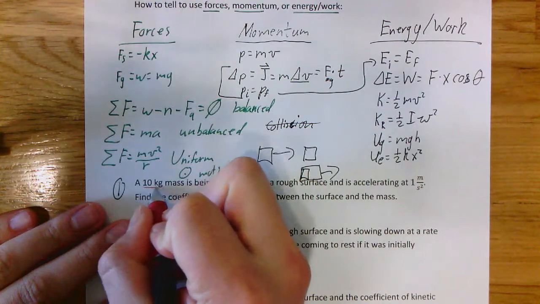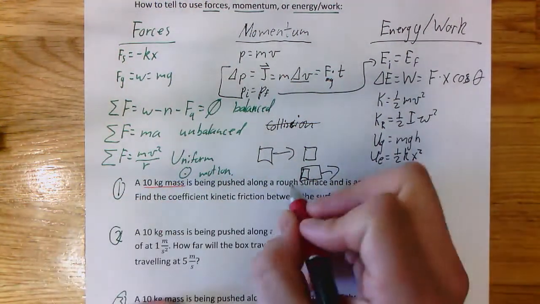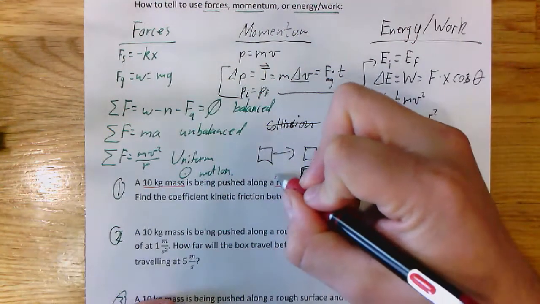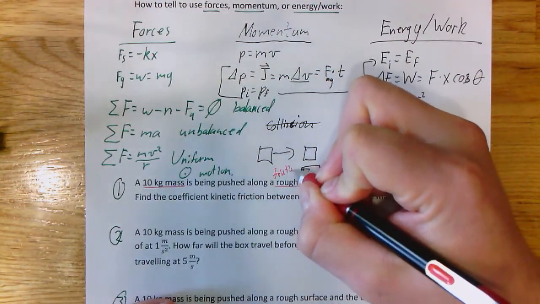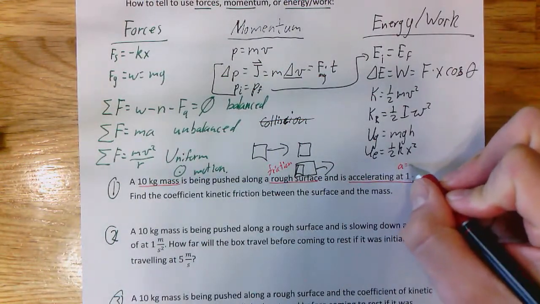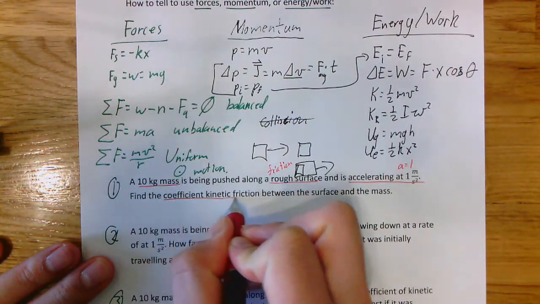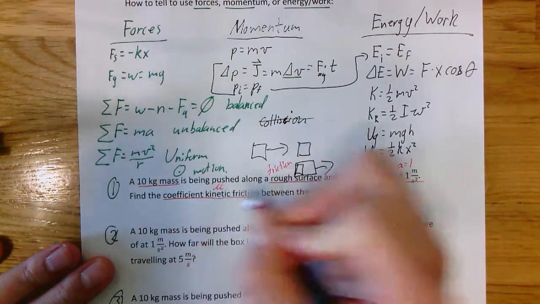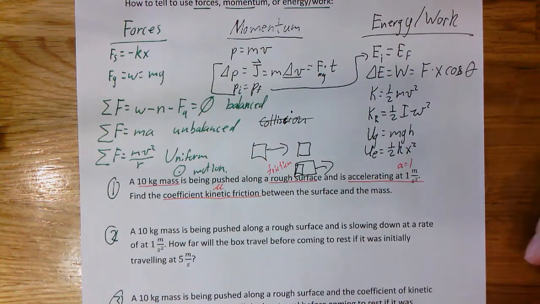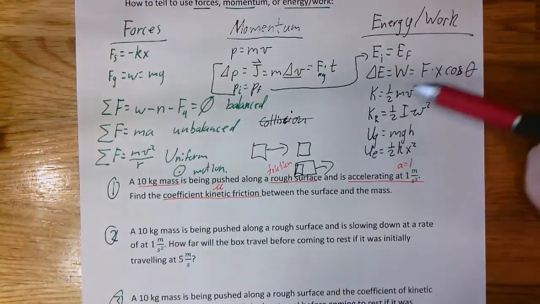So, all right, they give me a mass of an object, which is important. We have a rough surface. That means there's probably some friction. And I have an acceleration. A equals 1. And we're looking for the coefficient of kinetic friction. That's mu.